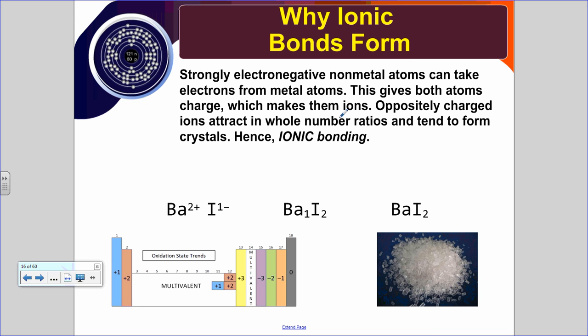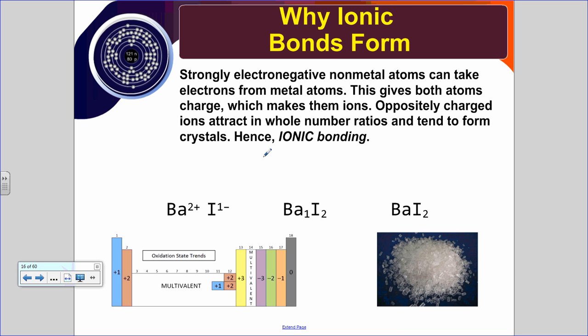Well, there's ionic and covalent bonding. In ionic bonding, strongly electronegative nonmetal atoms can take electrons from metal atoms. Metal atoms don't hold on to their electrons that are on the outermost shell very well, while nonmetals tend to be able to pull them away. When this happens, both atoms take on a charge, and that's why they're ions. And once they become ions, they're oppositely charged, and this attracts them together.